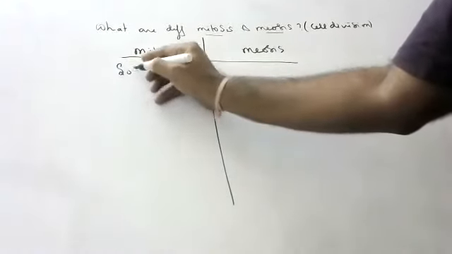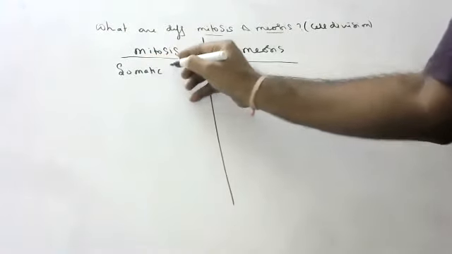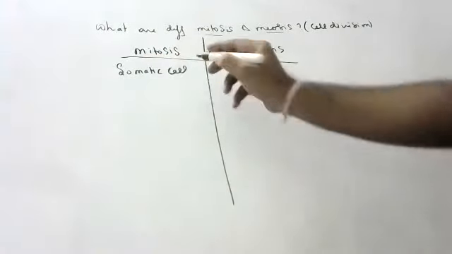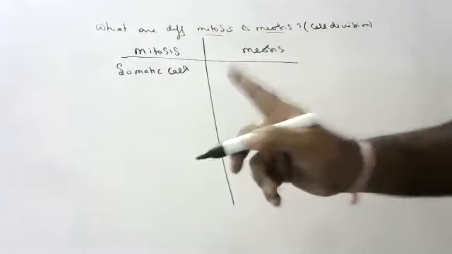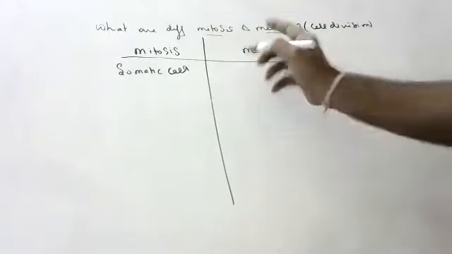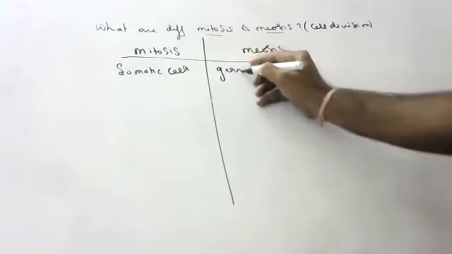Mitosis occurs in somatic cells. Somatic cells are cells which don't involve reproduction. Meiosis occurs in germ cells.